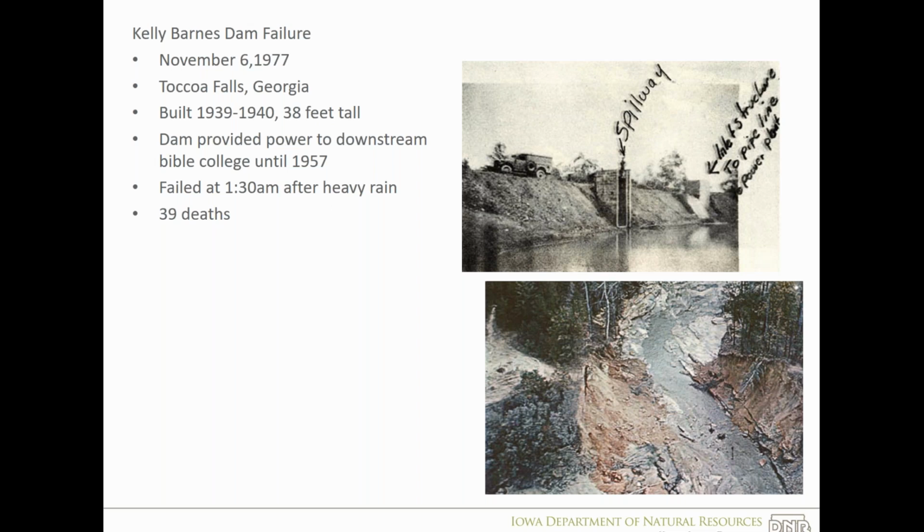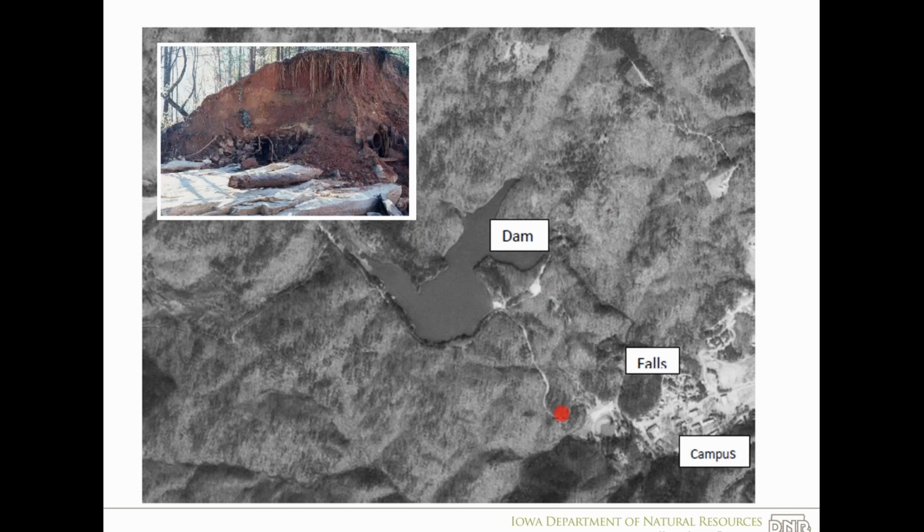The Kelly Barnes Dam was originally built in the late 1930s, 1940. It wasn't very tall, only 38 feet, but was situated such that it sat right above a Bible college. And it failed in the middle of the night after heavy rain and killed 39 people. So you can see on this image here, the dam sits up here right above campus, so it flows down a hilly area and through a valley, and the campus was constructed right along the creek downstream. And in the inset picture here, you can see it probably wasn't very well built to start with, and wasn't maintained well over the years. So it was kind of just a ticking time bomb.